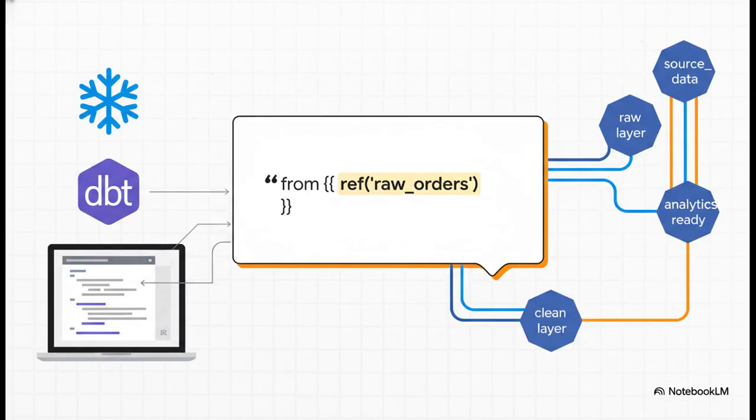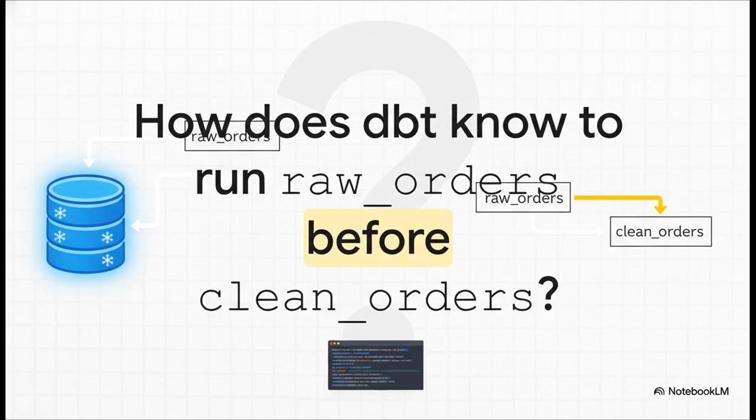And this right here, this is the key. This is the most important line in our clean_orders.sql file. Instead of writing out some long, hard-coded path, we just say from ref raw_orders. That one little function tells dbt everything it needs to know. It tells dbt that this model depends on that model. So that begs the question, right?